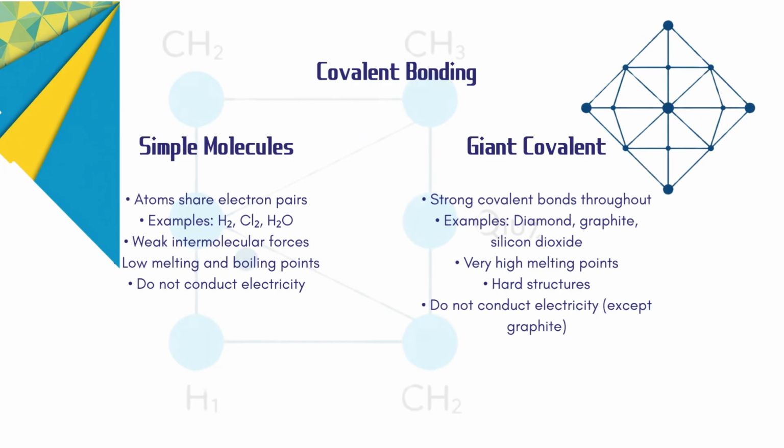Now, let's talk about covalent bonding, completely different. This happens between non-metals only. Instead of transferring electrons, they share them. So both atoms get a full outer shell, everyone's happy. Now, there are two types you need to know. The first one is simple molecules and the second one is giant covalents.